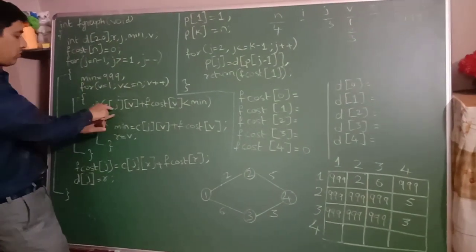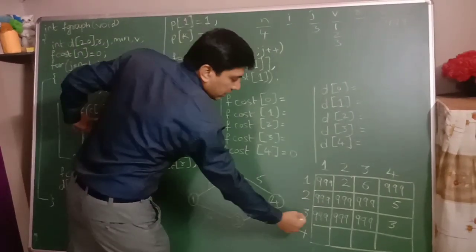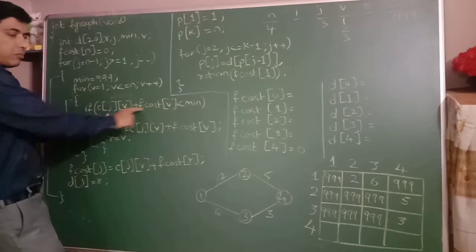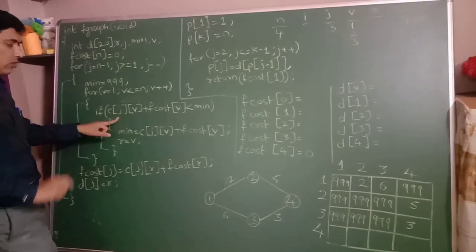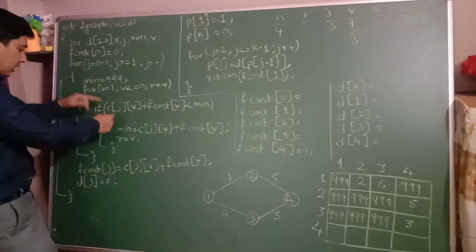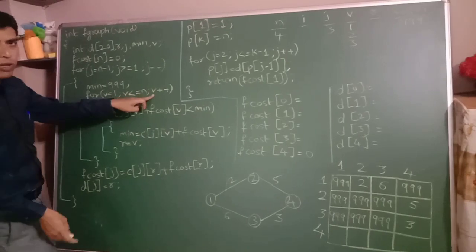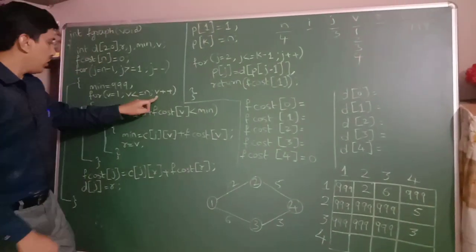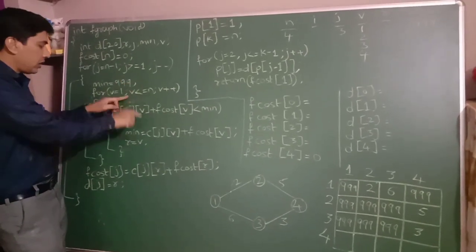So what will happen now? j is 3, v is 3, that is 999, right? Is 999 plus something less than min? No. Again the condition will become false, right? When the condition becomes false, increment the value of v by 1. Now v becomes 4. Is 4 less than or equal to 4? Yes, the condition is true.